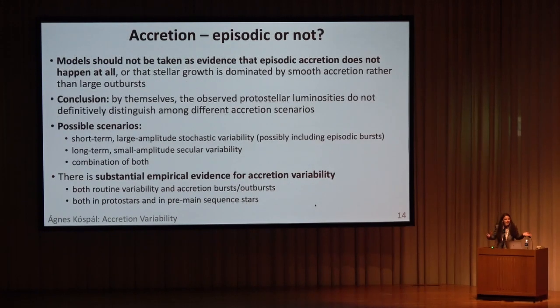So you may wonder, is accretion episodic or not? Well, models should not be taken as evidence that episodic accretion does not happen at all, or that stellar growth is dominated by smooth accretion rather than large outbursts. I think the take-home message should be that by themselves, the observed protostellar luminosities do not definitively distinguish among the different possible scenarios. Possible scenarios are either short-term, large amplitude stochastic variability, including bursts, or long-term, small amplitude secular variability, or a mixture of both. And we have to keep in mind that there is substantial observational evidence for accretion variability, both the routine type and the bursty type, in both protostars and pre-main sequence stars.